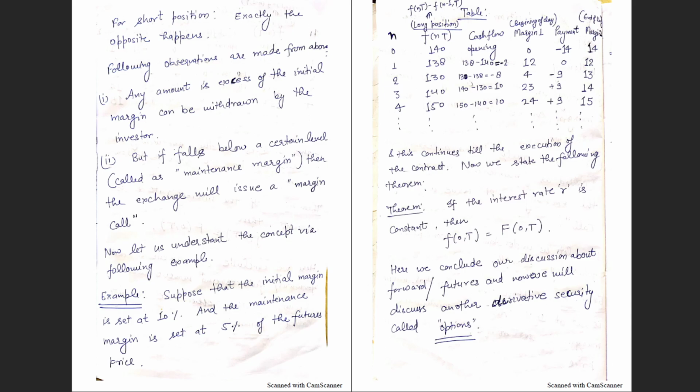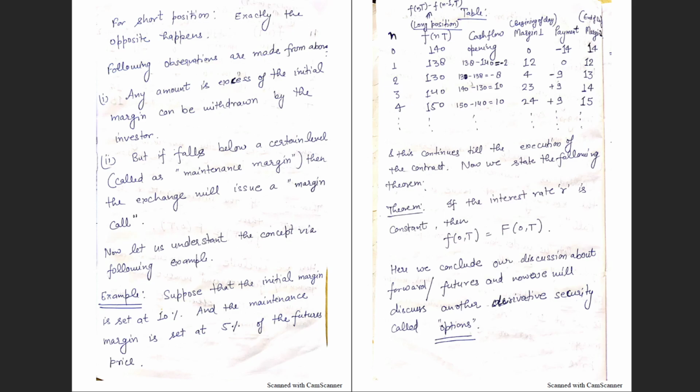Now here it starts increasing. You see 140 minus 130, that is 10. 13 was in the previous step, so 13 plus 10 is 23. So margin 1, the beginning of the day, is 23. But as I said, any access over the initial margin you can withdraw. Because the price of the future contract is 140, you need to put only 14 rupees, so you can withdraw 9 rupees. From 23, if you withdraw 9 rupees, it will be 14, and it is enough, because 10% of 140 is 14.